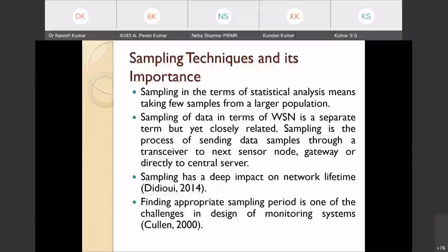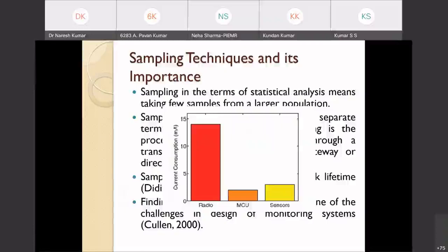Sampling is the process of sending data samples through a transceiver to the next sensor node, gateway, or directly to the central server. Sampling has a deep impact on the network lifetime. Most of the energy consumption in a wireless sensor network setup is by the transceiver or the radio. You see, it is there like this. If we take up the consumption, you will find most of it is from the radio part, and very little is taken by the microprocessor unit and the sensor unit.